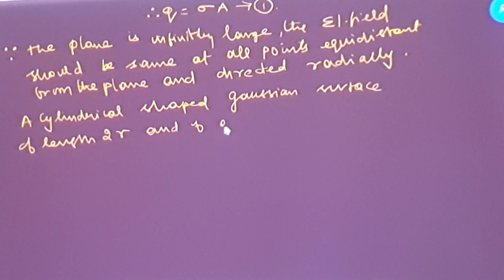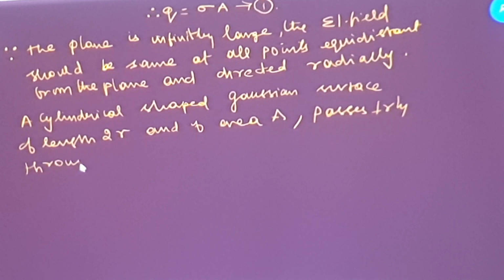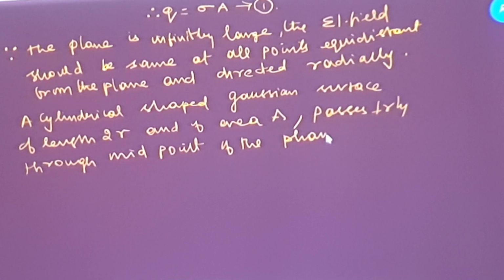and of area A, which passes perpendicularly through the midpoint of the plane sheet of charge. So this is called the Gaussian surface.